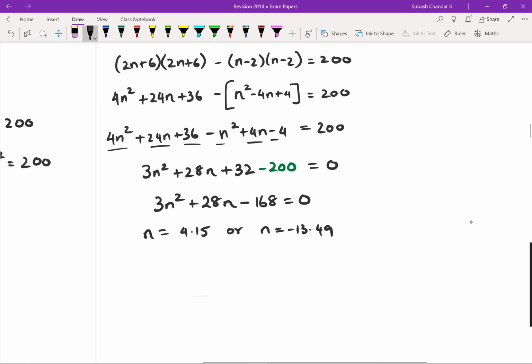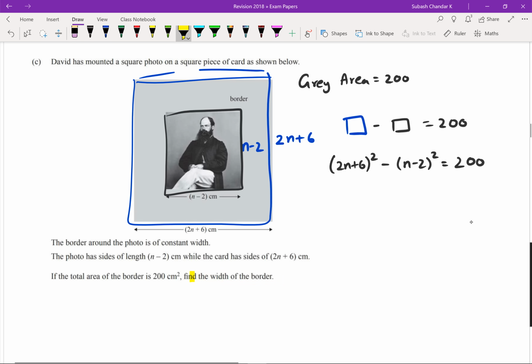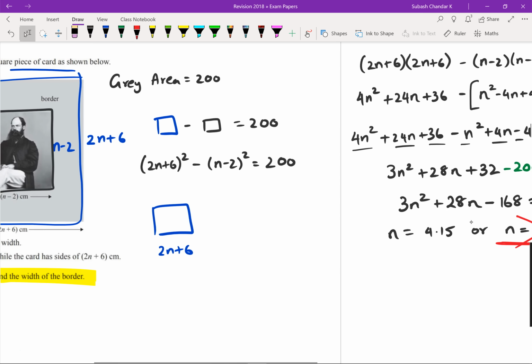So I figured out what n is, but I don't think that's what the question's asking for, because the question is actually asking to find the width of the border. If I want to find the width of the border, you could do it in two ways. You could work out the base for the blue square. So the blue square is 2n plus 6. Now remember that this negative value we can't really use because that's going to give us a negative measurement, so I'm not going to worry about that. I'm only going to worry about the 4.15.